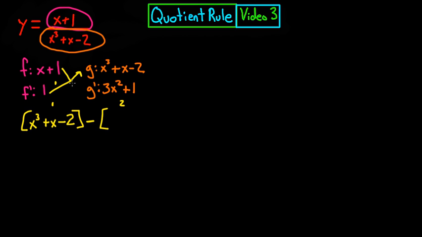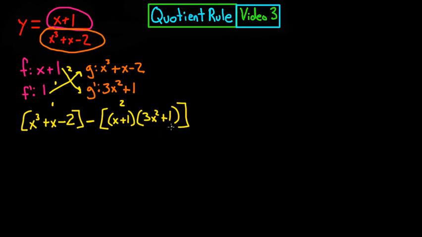So the second step is we're going to cross multiply x plus 1, or f, times g prime, 3x squared plus 1. Okay, so for part 2, let's just put this in parentheses. We've got x plus 1 times 3x squared plus 1.